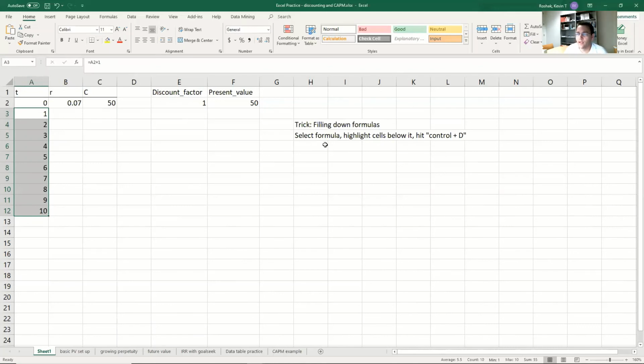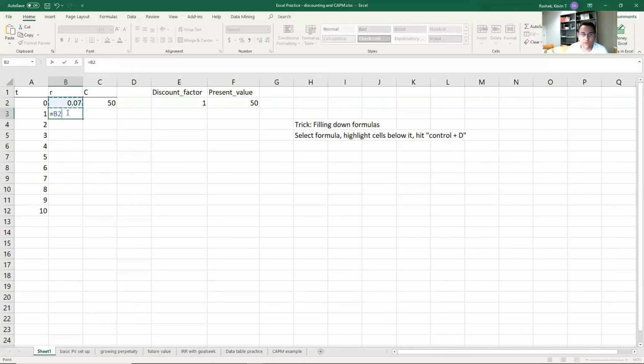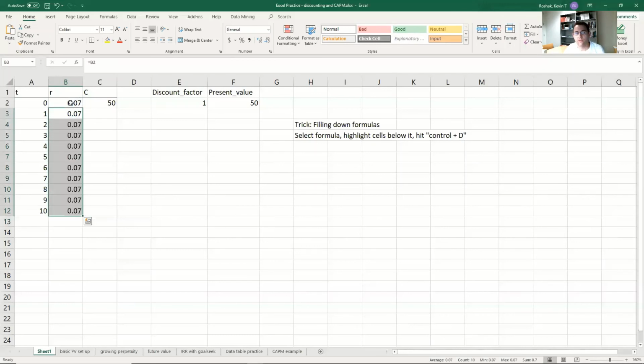Okay. I'm going to do the same thing with the discount rate. I want to keep the same discount rate as I had before. So I'm going to tell Excel, where do you get the discount rate? Well, just pull it from cell B2. So at time 1, what's my discount rate? Just pull it from B2. So there it is. And then I'm going to fill down that formula too, so that every period, every cash flow has the same discount rate, or 7%, excuse me.